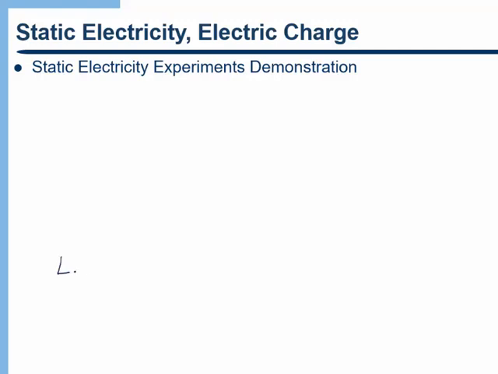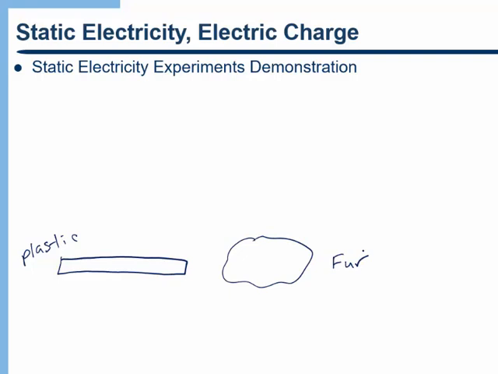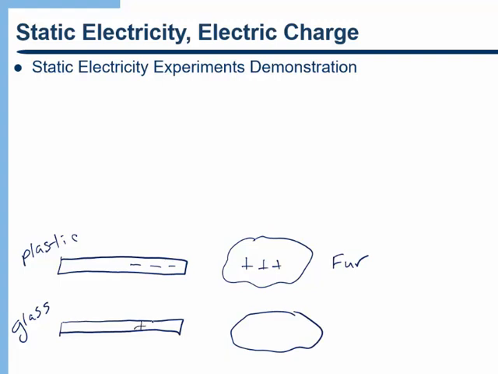So let me give you an example of this. Let's say that we take a plastic rod, so just a rod-shaped piece of plastic, and I rub it with a piece of fur. What we'll find is that the plastic will take on a negative charge and the fur will take on a positive charge after I rub the two together. It turns out though, if instead of a plastic rod, I take a glass rod and I rub that with fur, afterwards I'll find that the glass rod is positively charged and the fur is negatively charged.